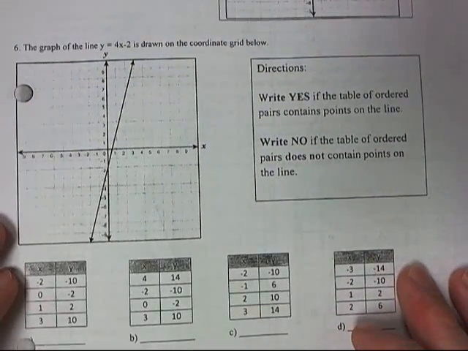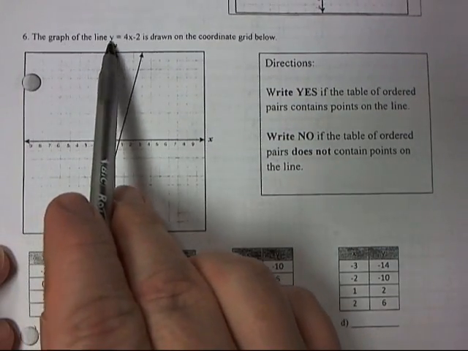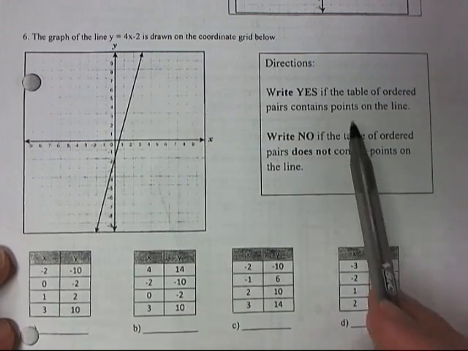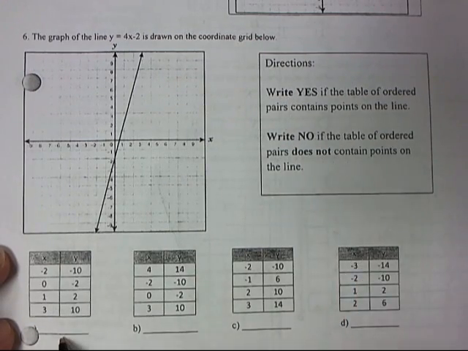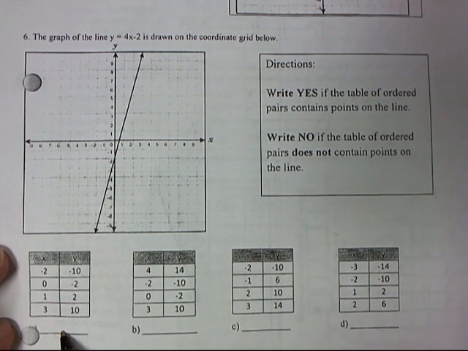Lastly, number 6. The graph of the line y equals 4x minus 2 is drawn on the coordinate grid below. Directions. Write yes if the table of ordered pairs contains points on the line. Write no if the table of ordered pairs does not contain points on the line.